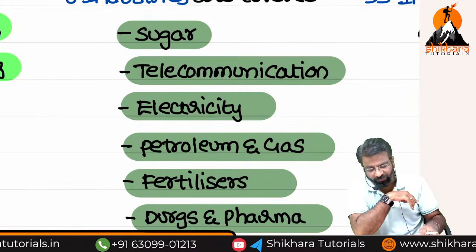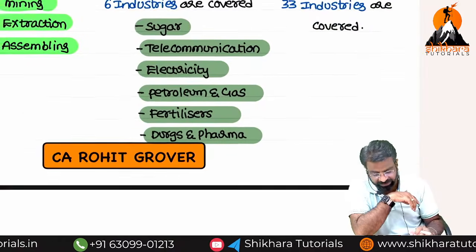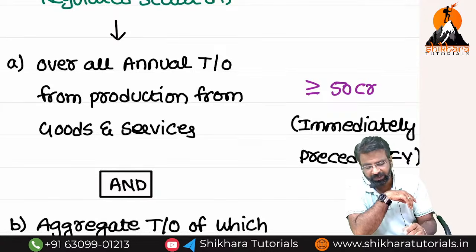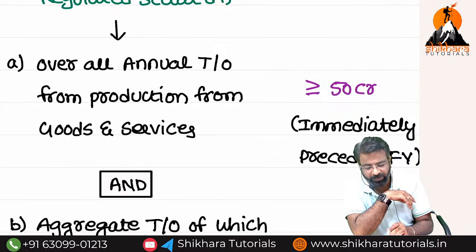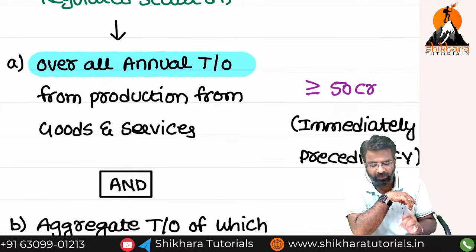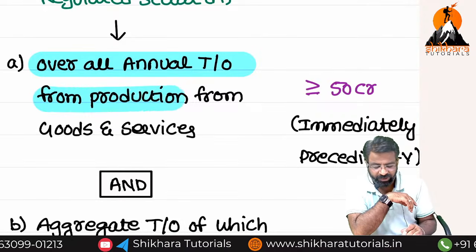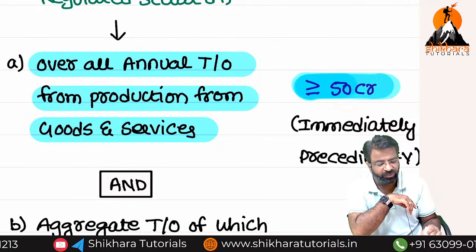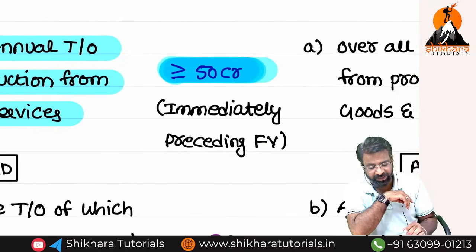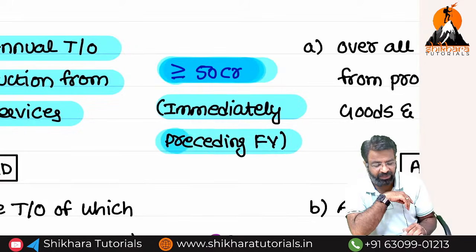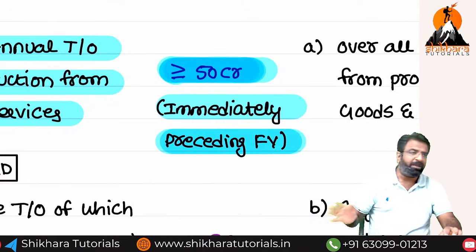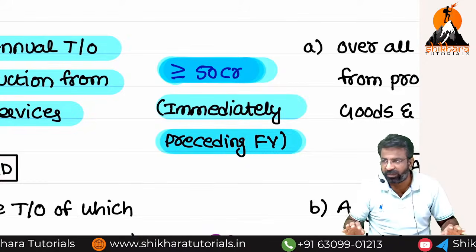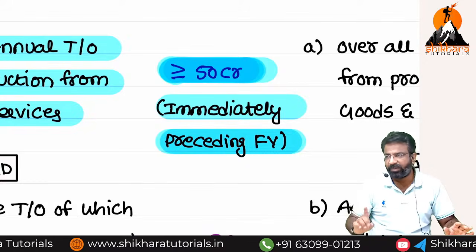Now, if you are from which sector? Regulated sector. So the central government has made one provision for you. What is the provision? Can you start reading? Read point number 1. Overall annual turnover from the production or manufacturing of such goods and services should be greater than or equal to what? 50 crores. When do we have to check it again? Immediately preceding financial year. If in the immediately preceding financial year my overall turnover is greater than or equal to what? 50 crores. That is condition number 1 satisfied.